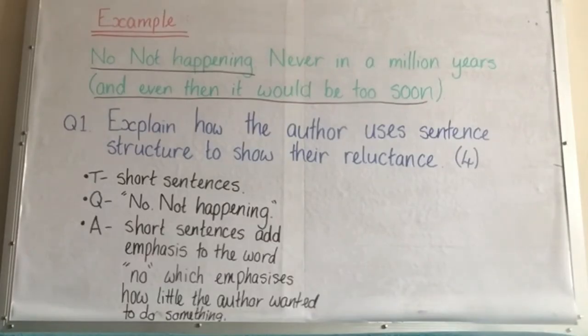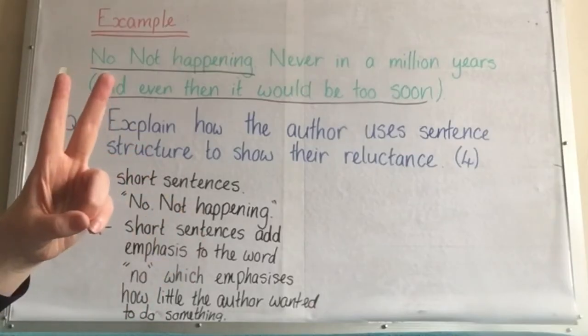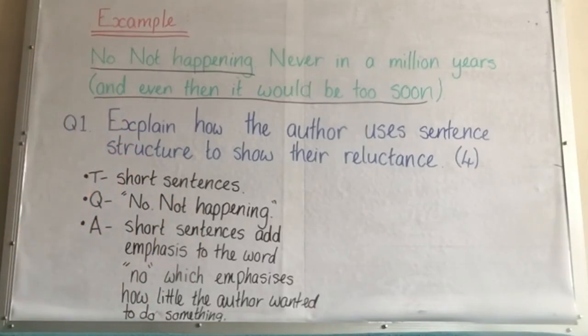So the last thing is our analysis, and that is where we just explain why that was significant. So short sentences add emphasis to the word no, which emphasises how little the author wanted to do something. If I felt like that didn't quite answer the question and I had more space on my board, I would put in an L. So I would need to add in that link, make sure I've answered the question. So all of that would get you 2 marks, but our question is worth 4 marks. So we need to repeat the process and do it again.